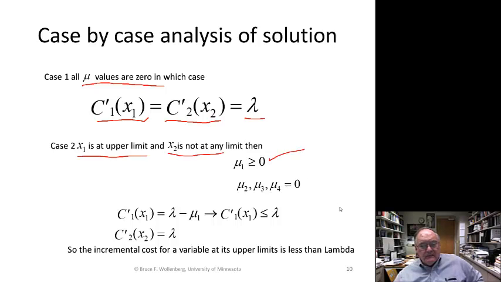However, if x1 is at its upper limit and x2 is not at any limit, well, that simply means that mu1 is greater than 0 and the mu2, 3, and 4 down here are 0. So then our equation says that derivative with respect to x1 of the first power plant's cost curve is equal to lambda minus mu1. And now this one is greater than 0. So that essentially says that the incremental cost at that point is less than or equal to lambda. And remember, we said that's at its upper limit. With respect to C2, the mu3 and mu4 are both 0, and so we're just at the value of lambda down here.